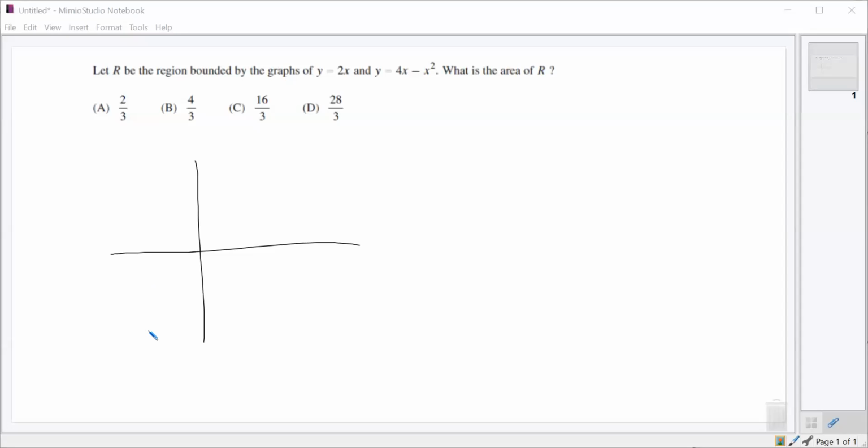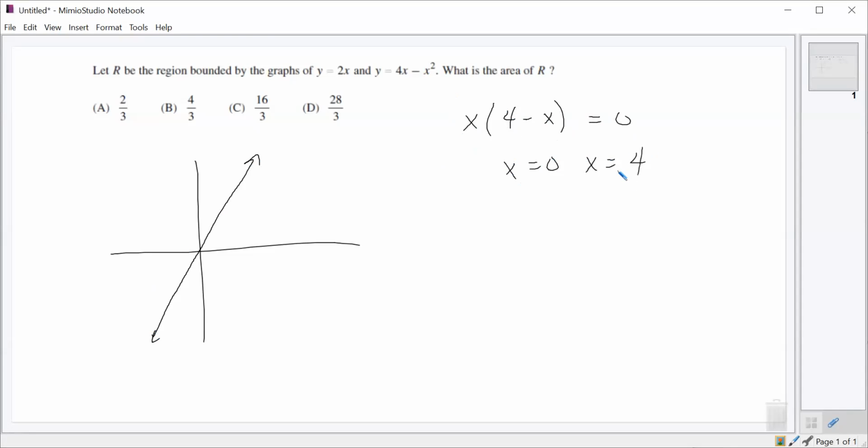First thing we're going to do is graph it. So here's 2x, and then 4x minus x squared. We should note that if we take the x out of that, that's x times 4 minus x. It should have intercepts when x is 0 and x is 4. We're going to get something like this. That's what that looks like.